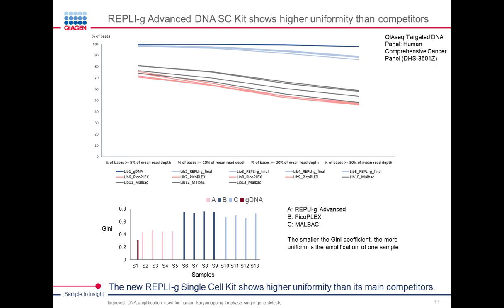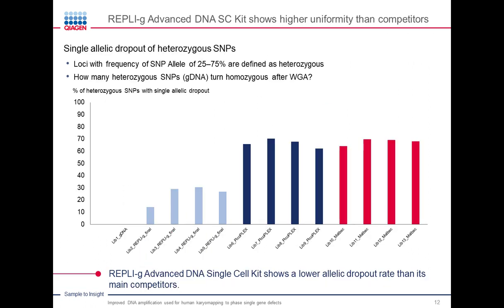Starting with the single cells, we can see that the REPLI-g Advanced DNA single cell kit has higher uniformity. And we can see this also when we look at the Gini coefficient, which is showing us the uniformity across the individual samples. In conclusion, the new REPLI-g single cell kit shows higher uniformity than other technologies for amplifying genomic DNA.